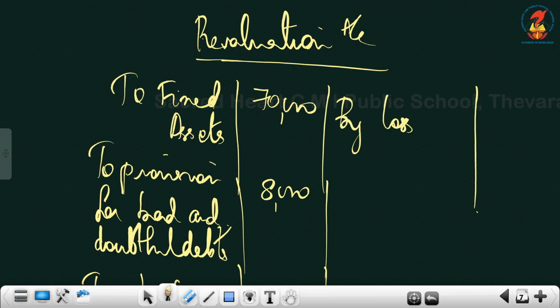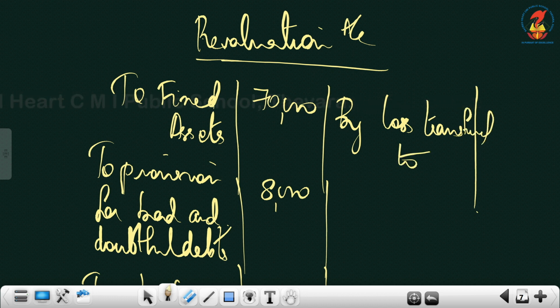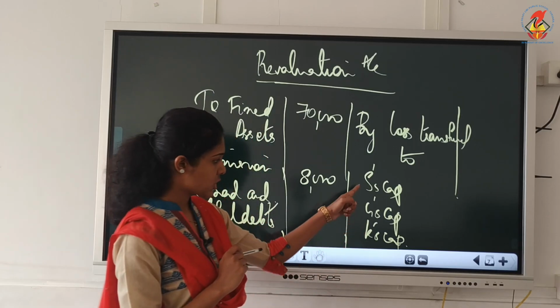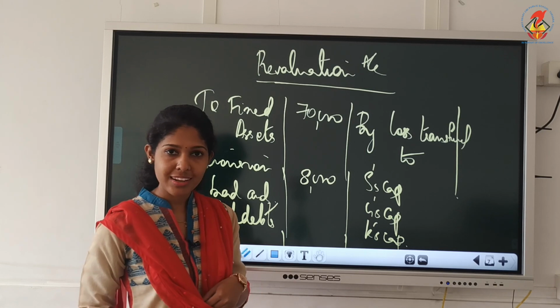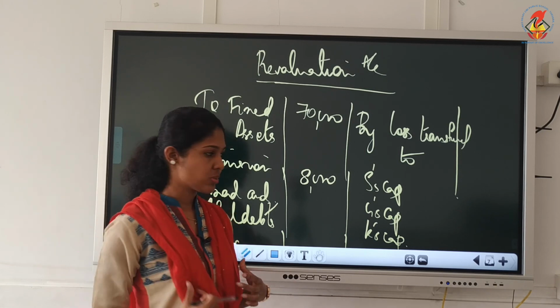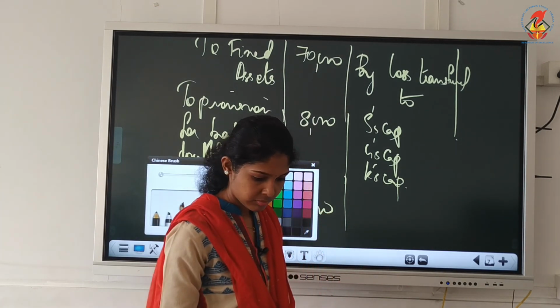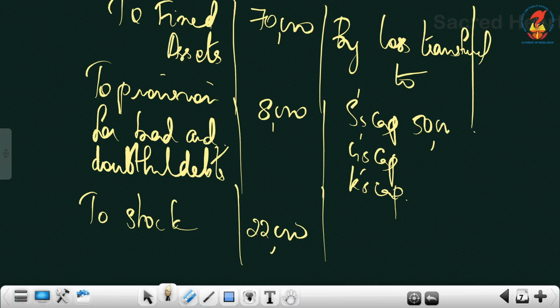So loss on revaluation, or loss transferred to, divide it among old partners in old ratio, that is Sushma, Gautam, Kanika. If you don't have time in your exam, you can write short forms like this for their names, or else write their full names, Sushma, Gautam, Kanika. 50, 30, 20.